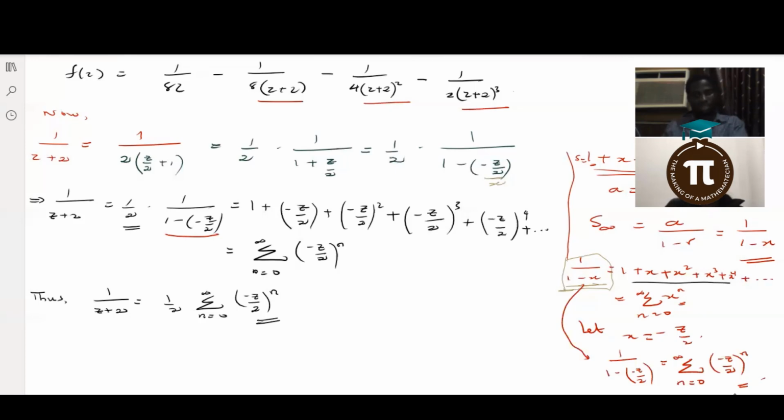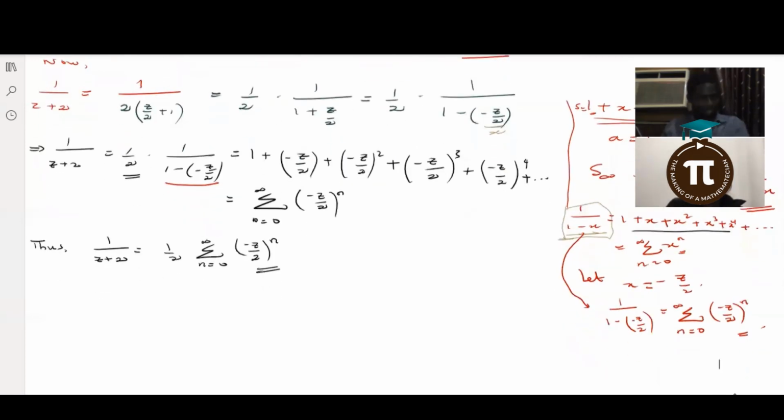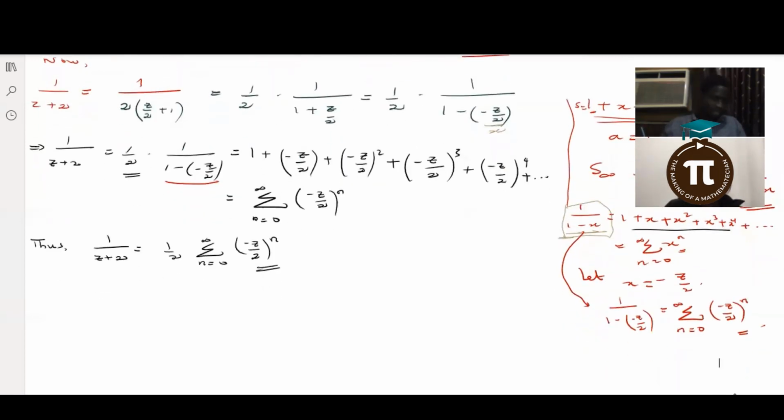And then the second one I have, basically I'm done with this. The second one, I have 1 over z plus 2 raised to power 2. So basically, I just leave the coefficients for now. I will include them in the final answer. Do you understand my point?